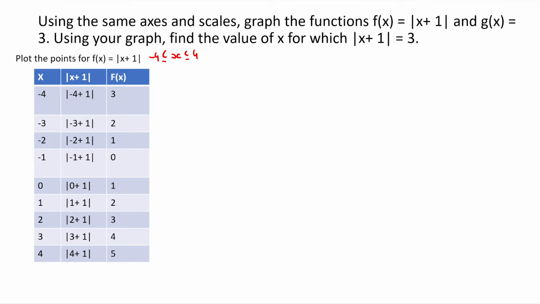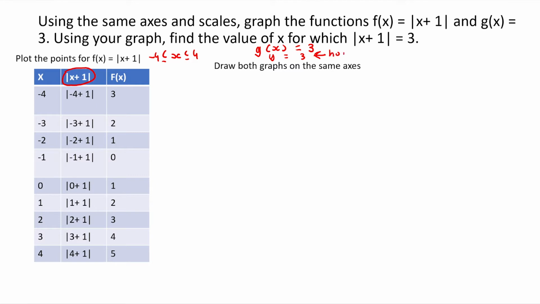Substituting our values of x into our function, the absolute value of x plus 1, gives us our y values. You can also use the function button in your calculator to solve for these values of y. And from here we're going to graph both of our functions on the same axis. So we have our function f of x is equal to the absolute value of x plus 1, and then g of x is equal to 3. So this means that y is always equal to 3 here.